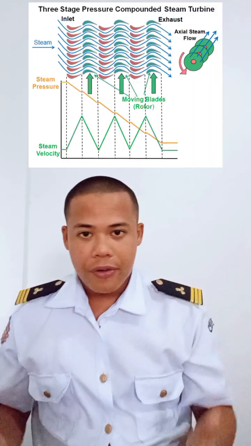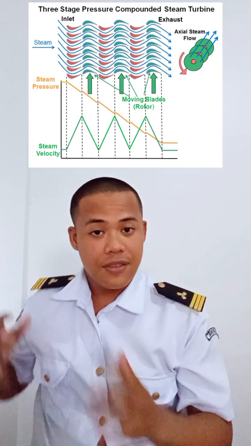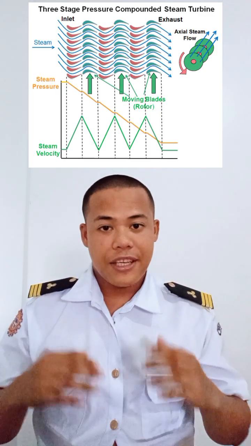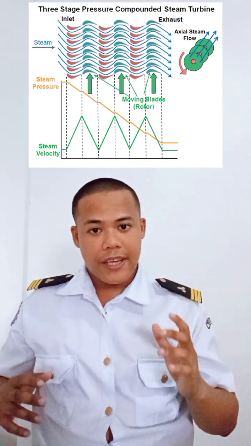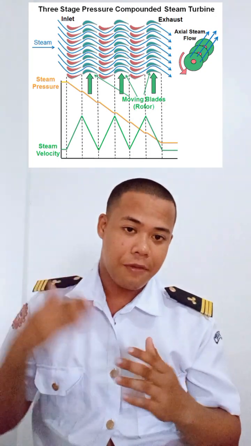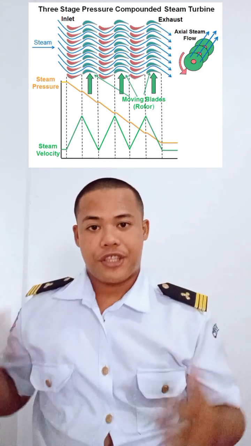In the pressure compounding of an impulse turbine, it uses a number of stages of nozzle and blades to progressively reduce the steam pressure. That would result in an acceptable steam speed flow and a better turbine efficiency.